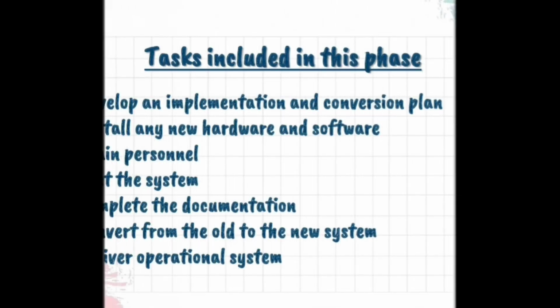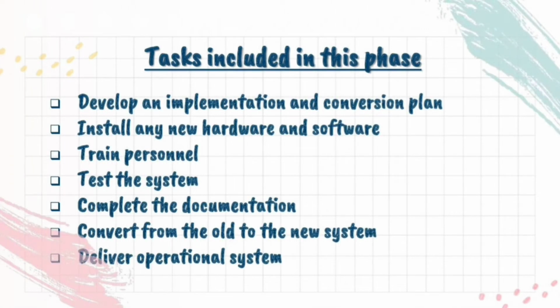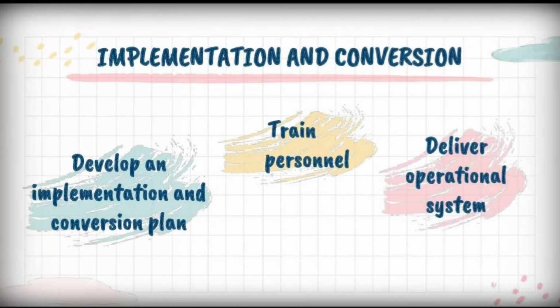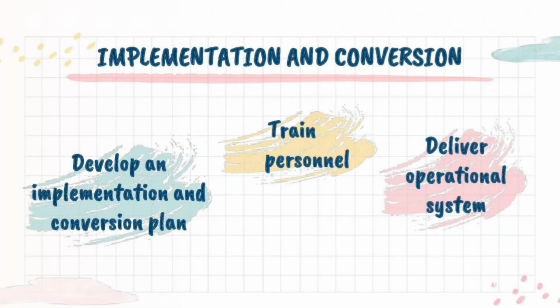The tasks included in this phase are develop an implementation and conversion plan, install any new hardware and software, train personnel, test the system and make any needed modifications, complete the documentation, convert from the old to the new system, and deliver operational system. Developing an implementation and conversion plan is needed because of the complexity and importance of this phase. For trained personnel, new employees may need to be hired and trained or existing employees relocated. Deliver operational system means the final report is sent to the IS steering committee.